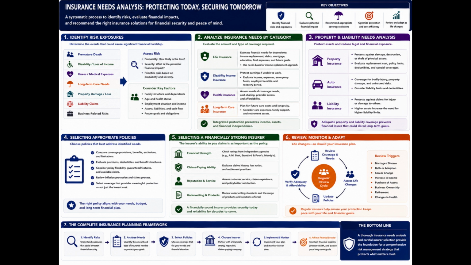Financial planners periodically review insurance programs to reflect changes in family circumstances, asset levels, health conditions, business interests, and financial objectives. Regular reviews help maintain adequate protection as risks evolve over time. By integrating risk identification, coverage analysis, policy evaluation, and insurer assessment, financial planners help clients build effective insurance portfolios that preserve financial stability, protect accumulated wealth, and support the achievement of long-term personal and financial goals.